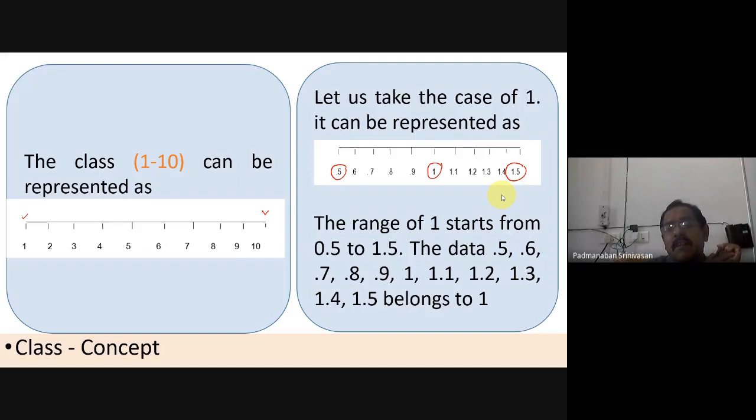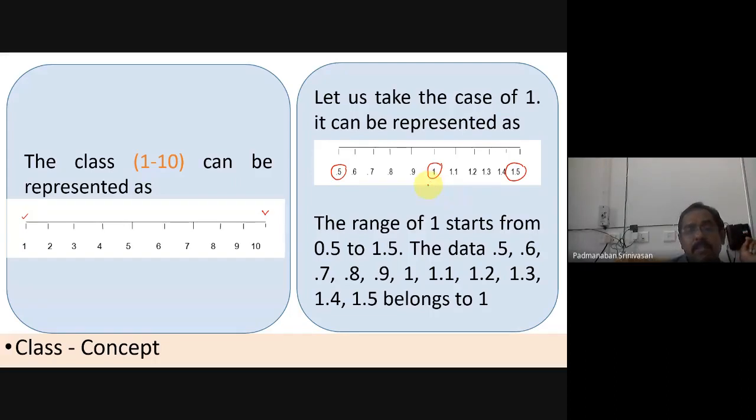If 0.7 is there, what is it to be treated as? 0.7 should be treated as 1. If it is 1.2, that should be treated as, yes, also 1. So the numbers which start from 0.5 and end with 1.5, all those numbers belong to the number 1, because as a group we are not going for individual identity.